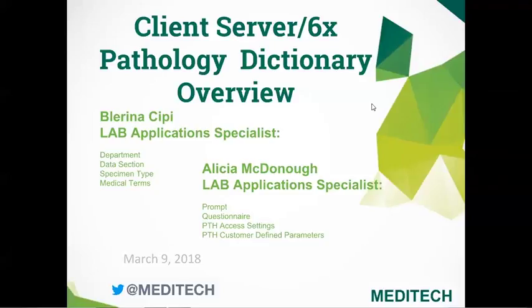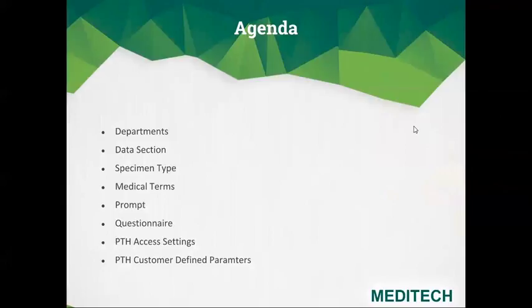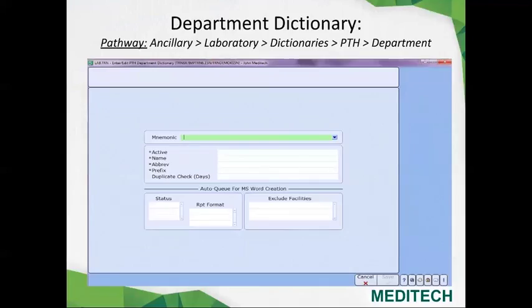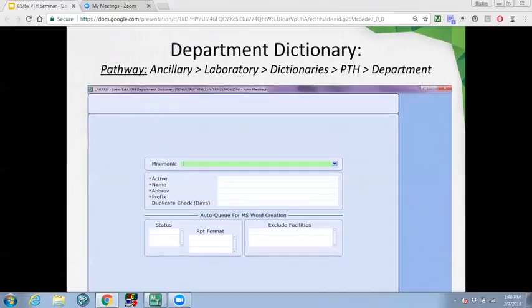We will go over the pathology dictionary overview. Together, we'll be going over the department data section: department dictionary, data section dictionary, specimen type, and medical terms. And then Alicia will be taking over for going through the pathology prompts and questionnaire, as well as pathology access settings. And finally, but not least, the pathology customer defined parameters. The first dictionary that we'll be going over would be the department dictionary.